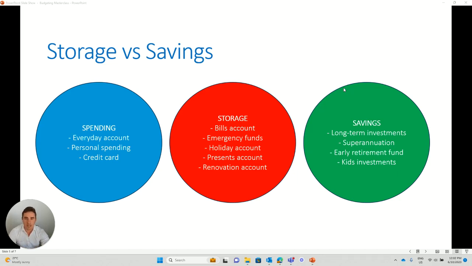Now, when we talk about accounts, I class them into three different types of accounts. We have our spending accounts, which we use for everyday expenses. We've got our personal spending accounts, and we've also got, if you're using a credit card and things like that for your everyday expenses. Okay, those are spending accounts, money that is being used regularly. You might have card access to those accounts.